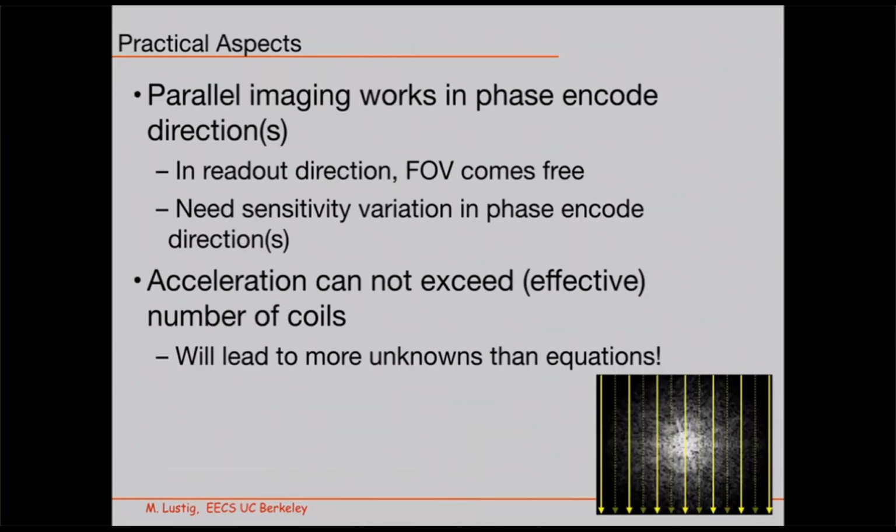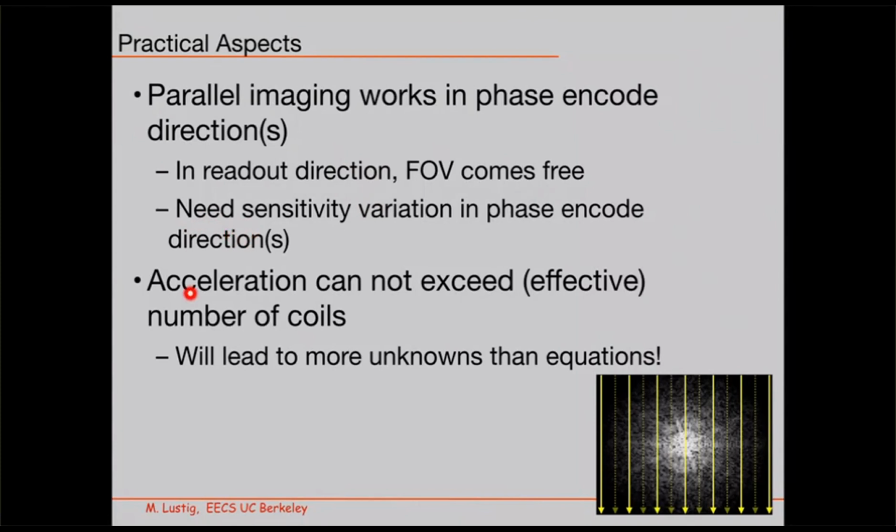Okay, so here are some practical aspects. Parallel imaging works in the phase-encode direction. In the readout direction, remember the field of view comes for free, so we don't care about that, because we collect all the samples depending only on your ADC time, so you really don't care about it. What you really need is the coil sensitivity variation to be in the phase-encode dimension. That is the most important part, okay?